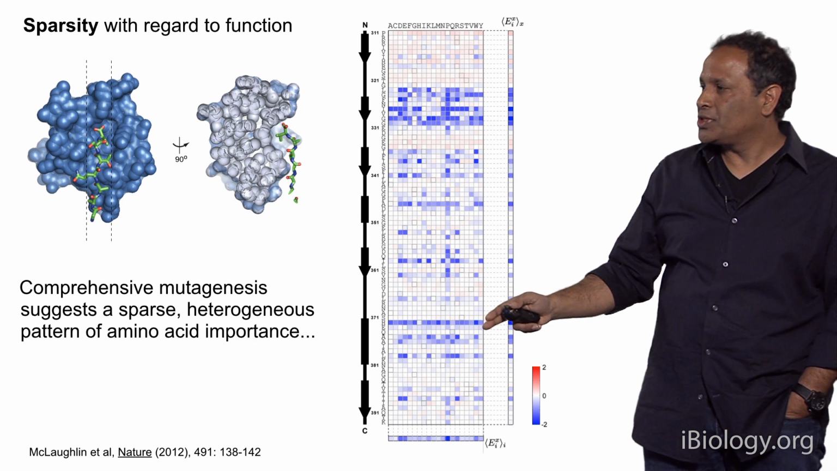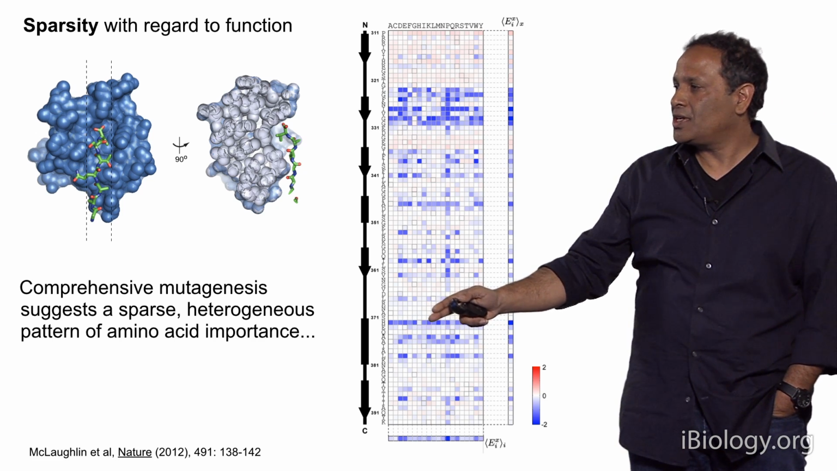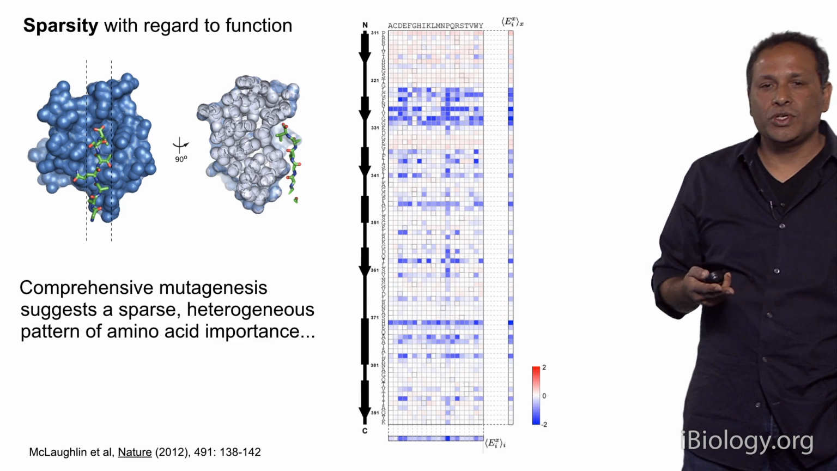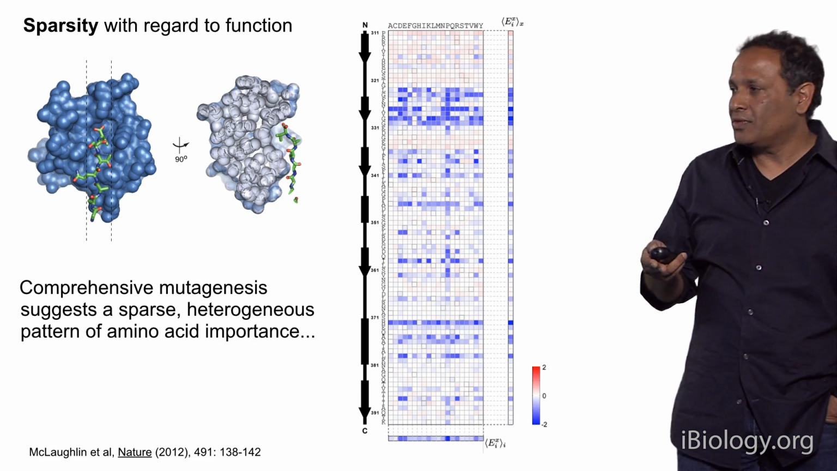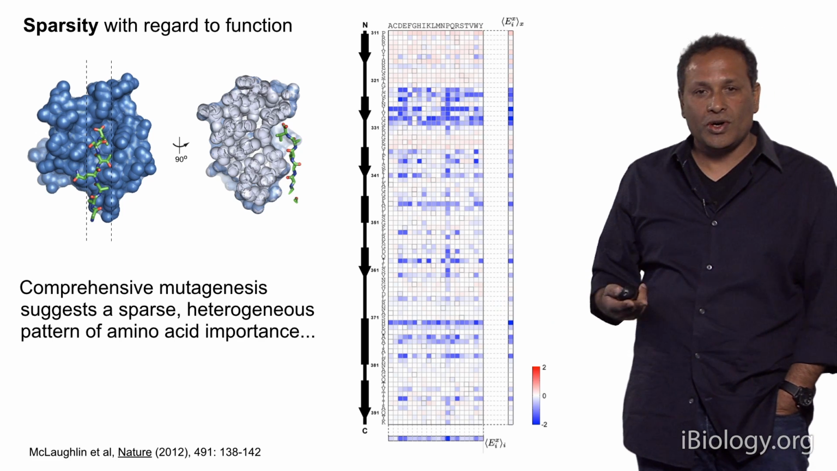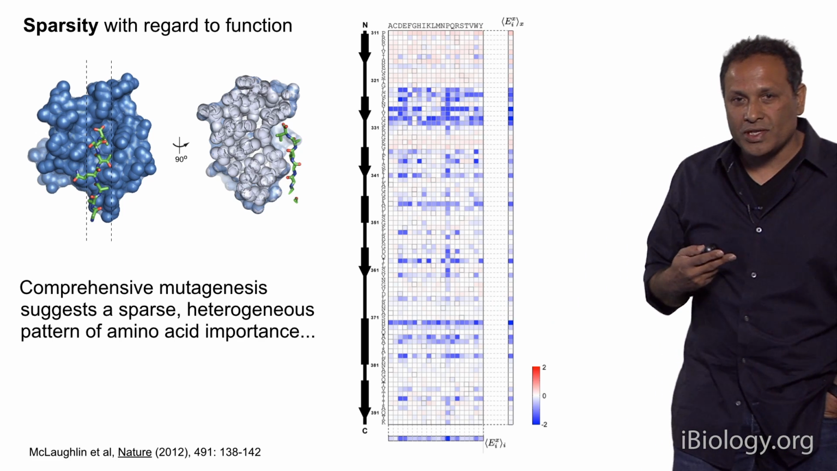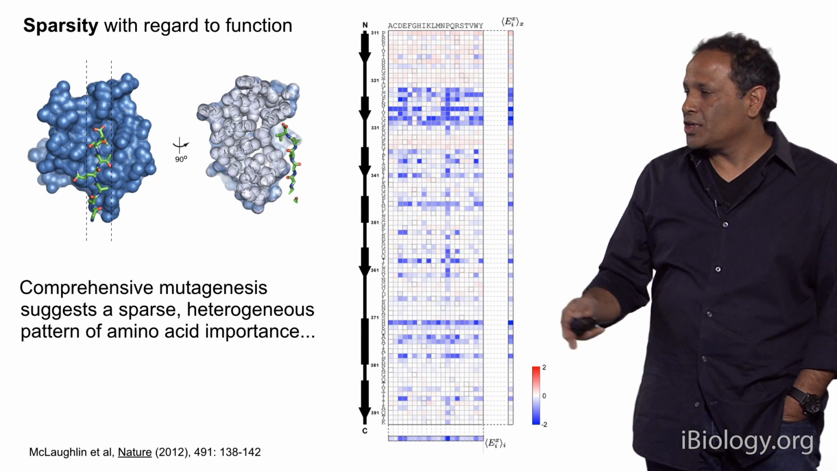You see that there are some positions, such as this one, that want to be the native amino acid, which is histidine, and essentially can't tolerate any mutation. Any mutation at that position is deleterious for the binding of the substrate ligand. Yet there are other places, like the amino acid just next door, which could care less what you put at that position. Every amino acid suffices to give you native-like function.